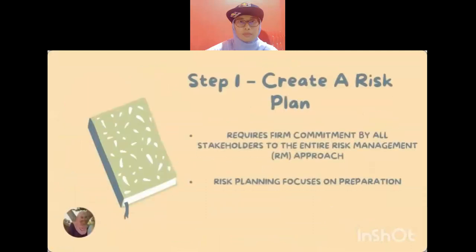The first step in project risk management process is create risk plan. This step requires firm commitment by all stakeholders to the entire risk management approach. Risk management should align throughout the organization to ensure consistency. Next, risk plan should focus on preparation. Systematic preparation and planning can help minimize adverse effects on the project while taking advantage of opportunities as they arise.